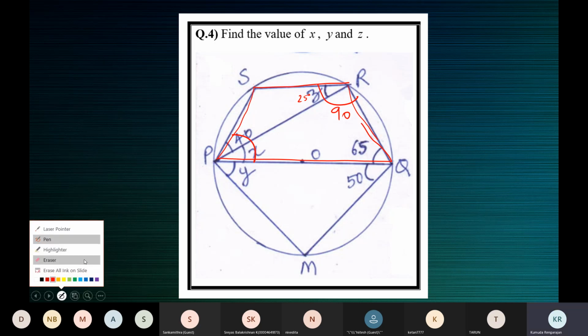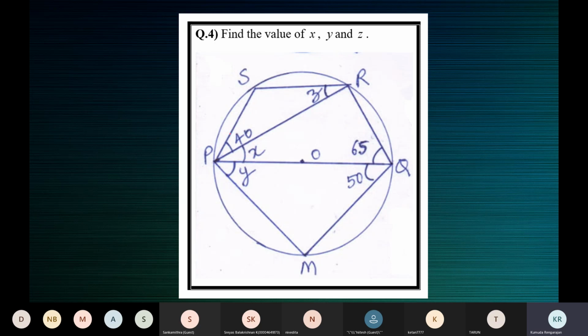So you can use the property of a cyclic quadrilateral: opposite angles are supplementary. See here, this angle P and this angle R are supplementary because this is the cyclic quadrilateral PQRS. These two angles are opposite angles, they're supplementary. Similarly, this angle and this angle are opposite angles, they're supplementary. So how do we write that? 40 plus x, this angle, and this angle which is z plus 90, we already found this 90.